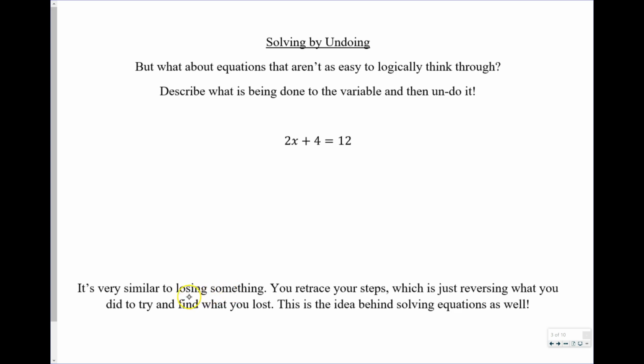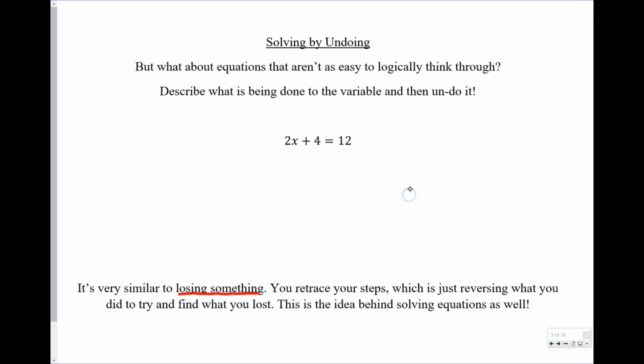It's very similar to losing something. You have to retrace your steps, which is just reversing what you did to try and find what you lost. This is the same idea we're going to use to solve equations. What does that look like in terms of finding the answer? This is one technique that I have used in the past. So I draw a line down to talk about what's happening to the variable.